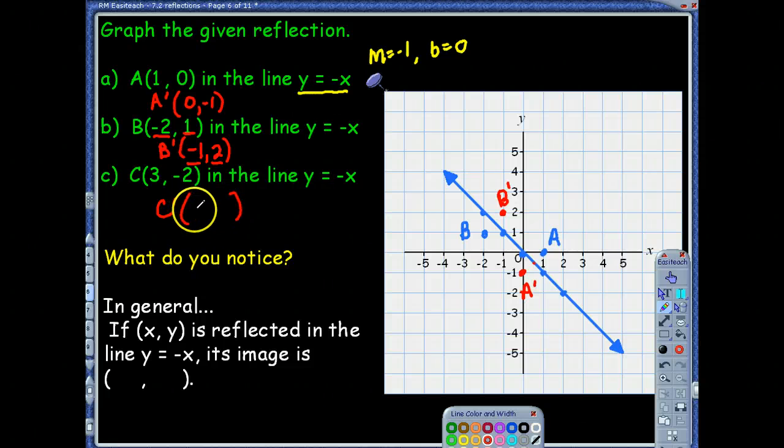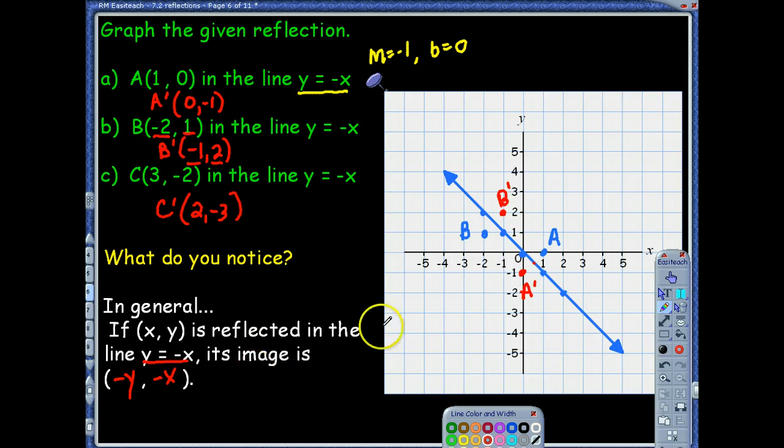Right. So what would my C prime be? I'm thinking maybe it's going to be 2, comma, -3. So you have to do the flip, kind of switch spots, and do the opposites of each coordinate, or ordered pair. So if I reflect it across this line, the image ends up being the opposite of y, comma, the opposite of x.